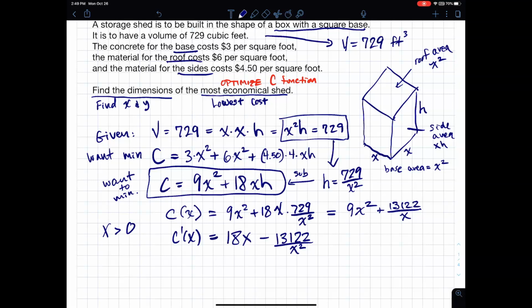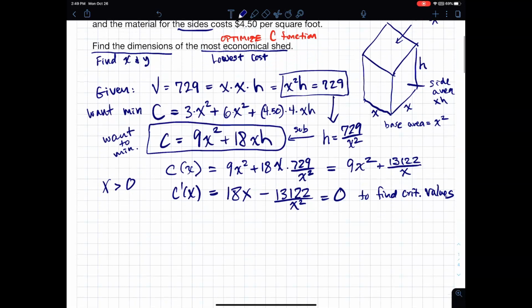So really, I need a local minimum, which will happen at a critical value. So I'm going to set my derivative equal to 0 and solve for x and see where we might get a local minimum. So setting equal to 0 to find critical values. All right, so let's do that.